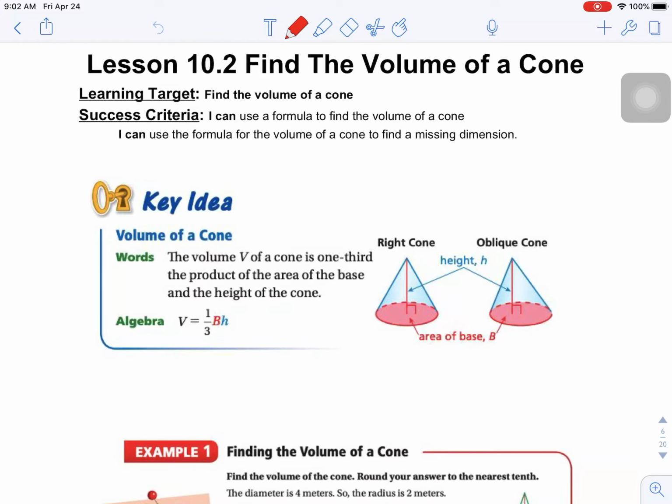Alright guys, today we are going to be looking at lesson 10.2, finding the volume of a cone. Our goal is to be able to find the volume of a cone using the formula, and using the formula to find a missing dimension, so working backwards.